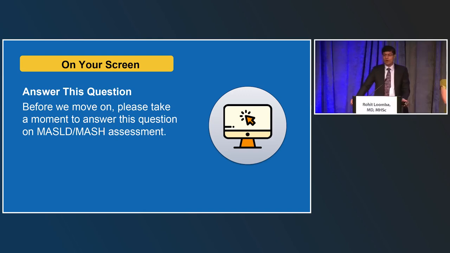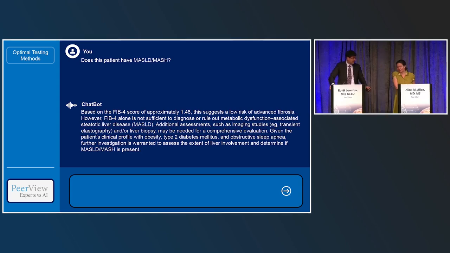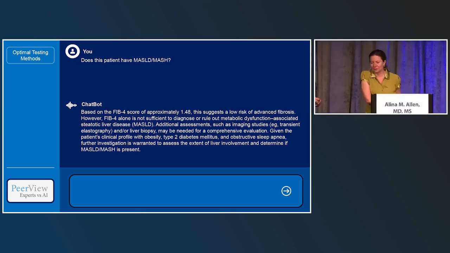Given a FIB4 of 1.48, does this patient have MASLD or MASH? So does this patient have MASLD or MASH AI? What do you think? Alina, yes, what do you think? So I think it says a low risk of advanced fibrosis, not sufficient, which is good. They recognize risk factors and they recommend further assessments, such as imaging study, transient elastography, and or biopsy because of the clinical profile. So I think they got this one right. Gray zone needs further testing, as we mentioned before.